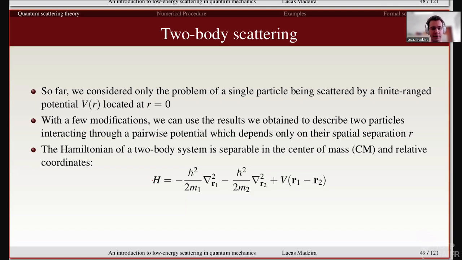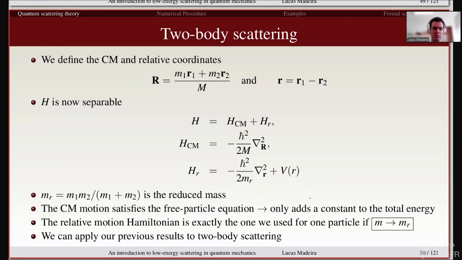So I can write down the Hamiltonian for the two-particle problem, which is the kinetic energy of particle 1, the kinetic energy of particle 2, and the potential that they are interacting with, the interparticle potential. Okay. Now what I'm going to do is separate this in center of mass and relative coordinates. So I'm going to write my center of mass coordinates as being this. Of course, if we have equal masses, the expression is much simpler.